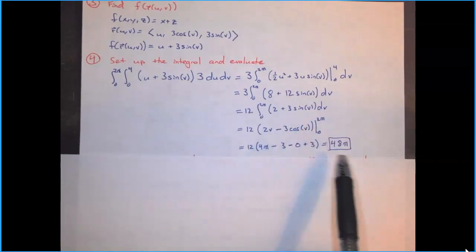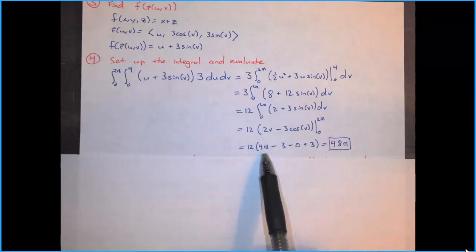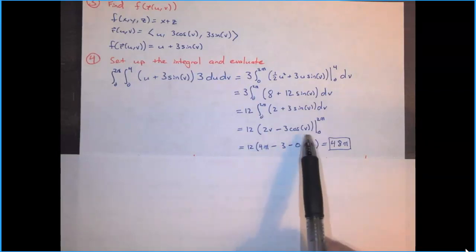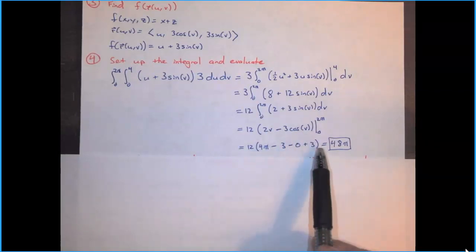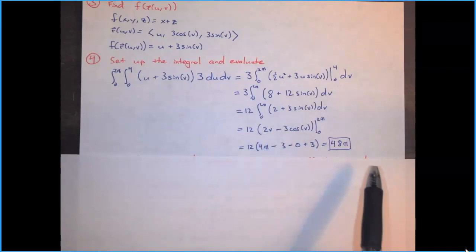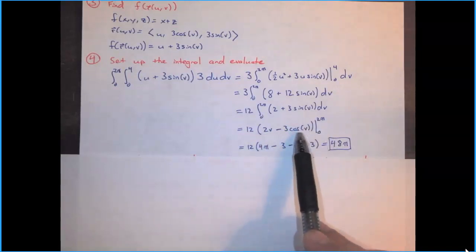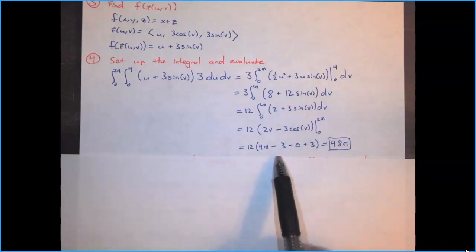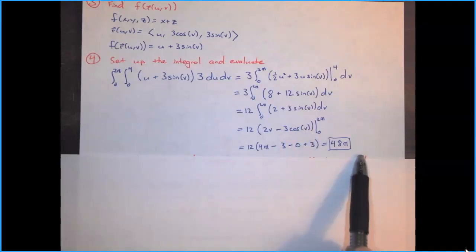So when I plug in 2 pi, I get 4 pi minus 3, because cosine 2 pi is 1. And then I plug in 0, I get 0 here, so minus 0, plus 3, because cosine of 0 is 1. And then the 3's cancel out, and my answer is 48 pi.